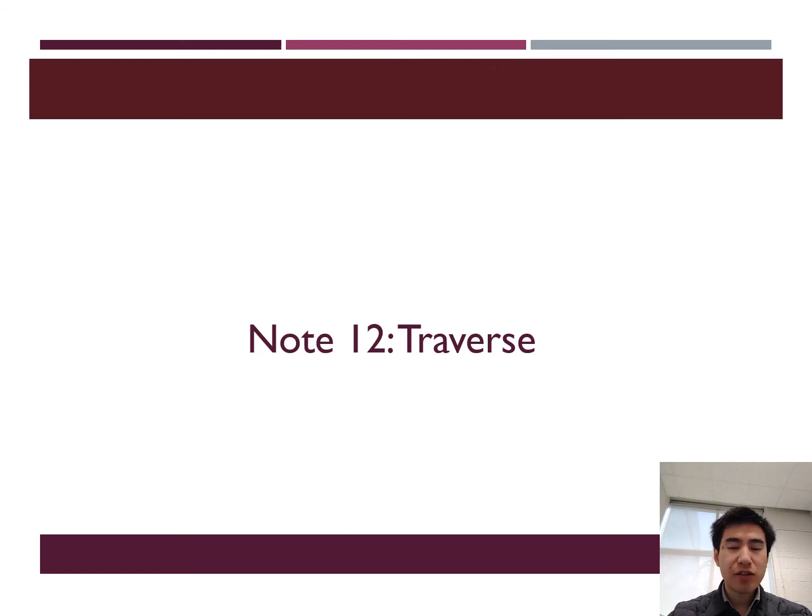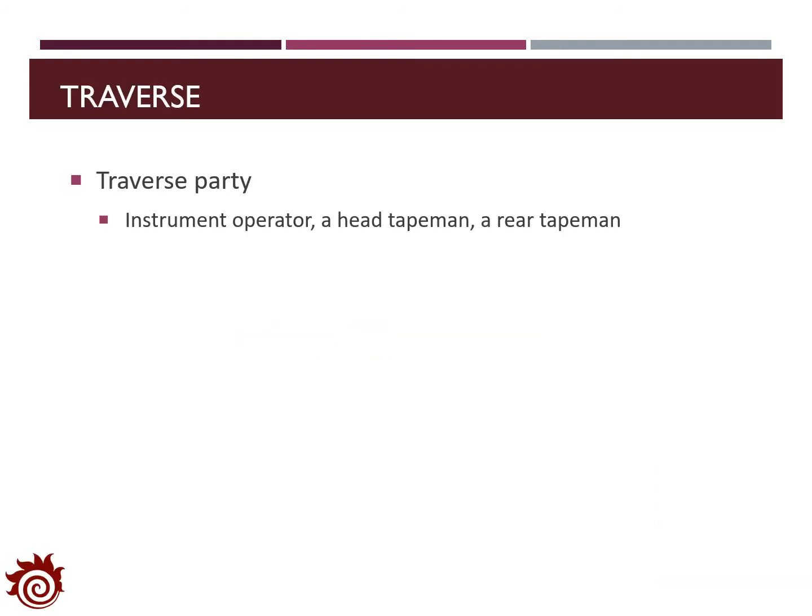Hello everyone, in the lecture today we will learn a new topic, traverse, which is the method to establish a control network in surveying. They will actually provide the measurements in both directions and distance. Generally, 3 surveyors are required to complete a traverse survey, including an instrument operator, a head tillman, and a rear tillman.